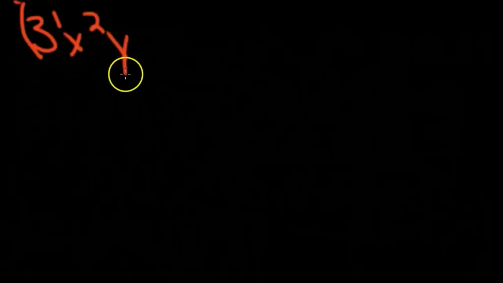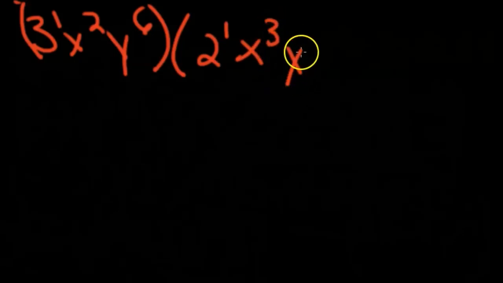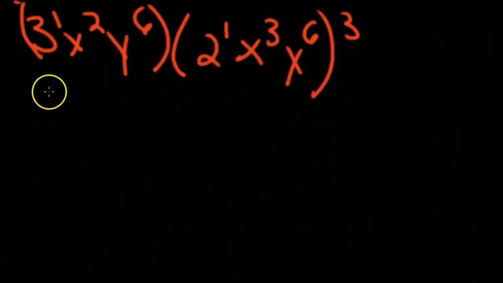Now let's try another problem. Let's say we have 3 to the 1st power, x to the 2nd power, y to the 6th power, times 2 to the 1 power, x to the 3rd power, y to the 6th power, all raised to the 3rd power. So let's start with the distribution of the exponents.